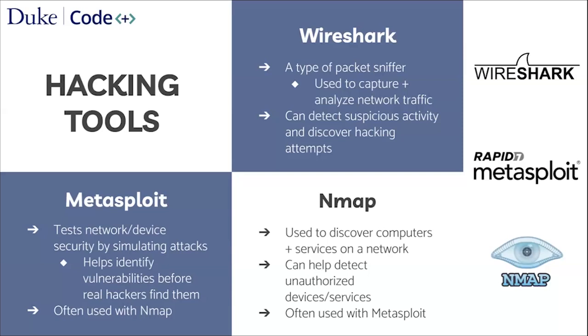The next tool we're going to talk about is Metasploit, which can be used to test network and device security by simulating attacks. For example, you can simulate a denial of service attack to test if a network can withstand such kind of attack. It helps identify vulnerabilities before real hackers can find and exploit them. And it's often used with the last tool we're going to talk about, being Nmap.